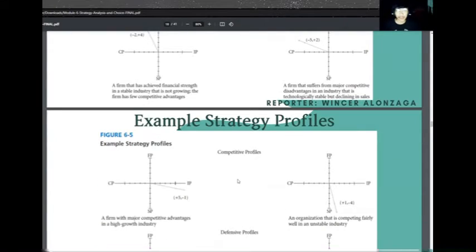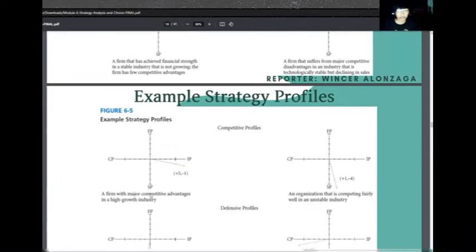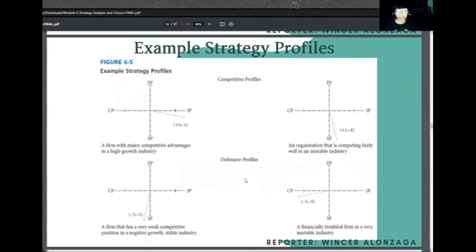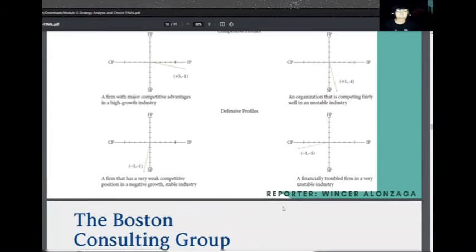Thirdly, we have examples of competitive profiles. The first graph indicates a firm with major competitive advantage in a high growth industry. The second graph to be interpreted says that an organization is competing fairly well in a stable industry. Lastly, we have the defensive profiles, and again we have two. The first graph indicates that a firm has a very weak competitive position in a negative growth, stable industry. And secondly, a financially troubled firm in a very unstable industry.